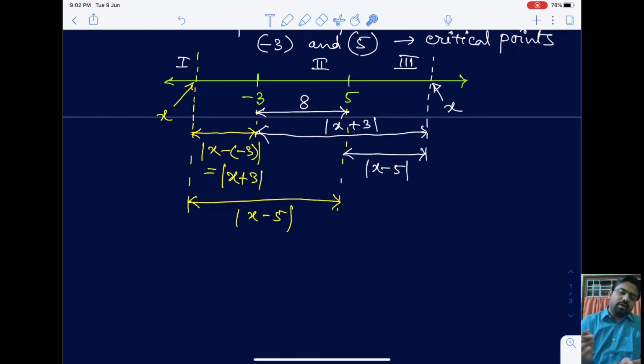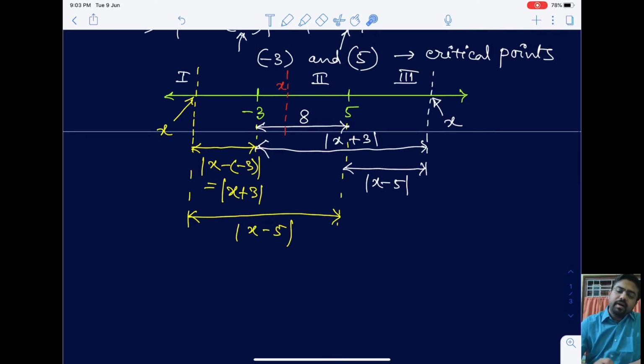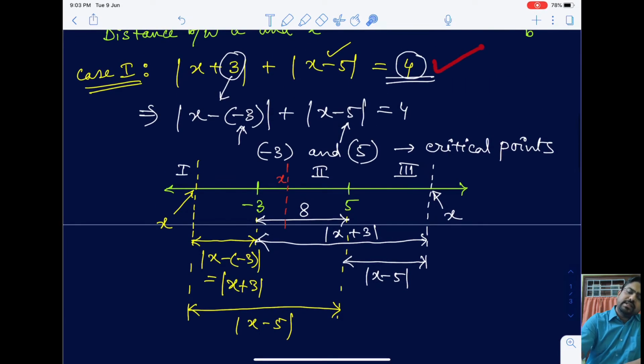So according to that we can conclude that x cannot lie in region 1 as well as region 3. Now coming to region 2, if we consider that x is located somewhere in between -3 and 5, then this much distance will be mod of x plus 3 and this much distance will be mod of x minus 5. If you add them, how much do we get? We get 8, but in our question the sum of the distances is given as 4.